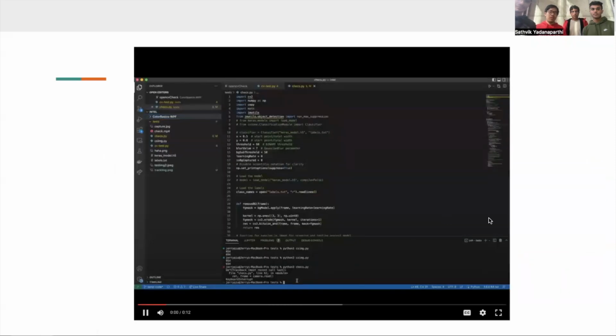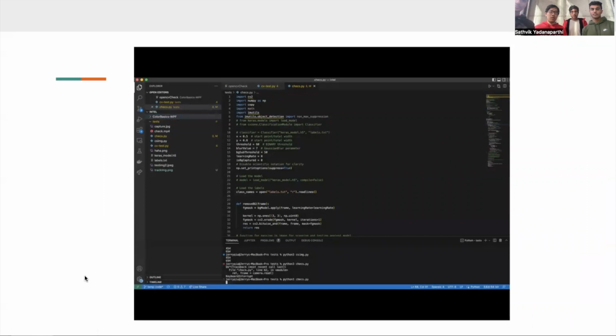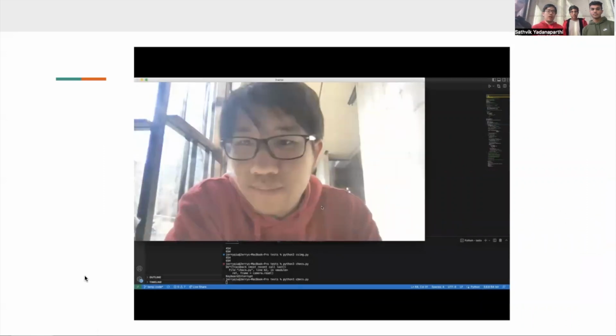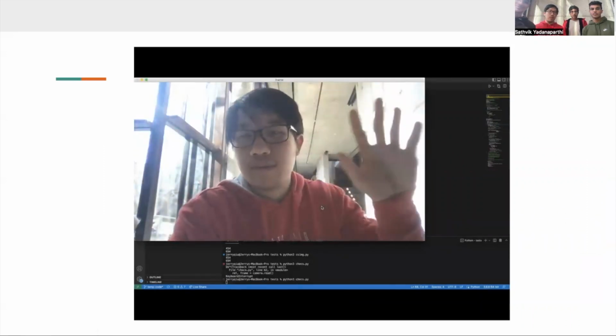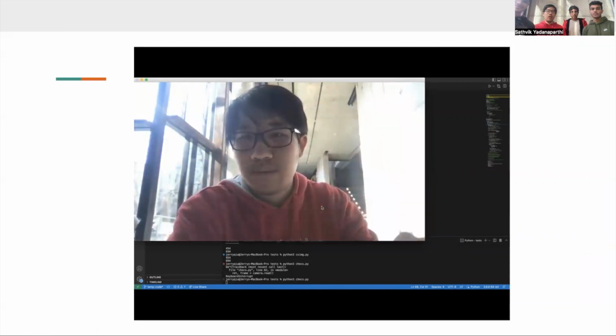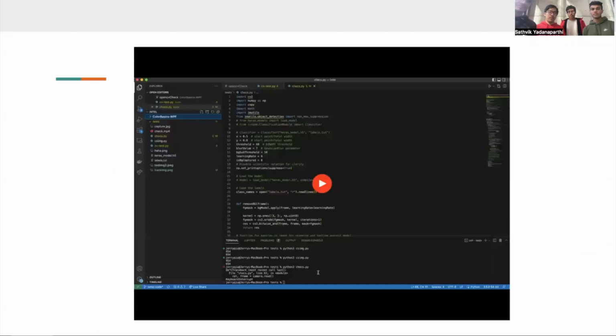Here's a brief demonstration of us pulling up the video feed from our computer. Right now this is just running the video feed. If we were to step back in the frame, it would be able to detect me as a person, and then the algorithm would kick in from there.